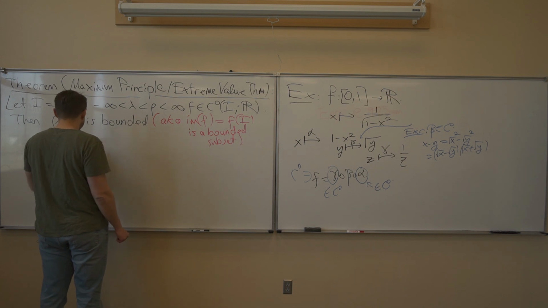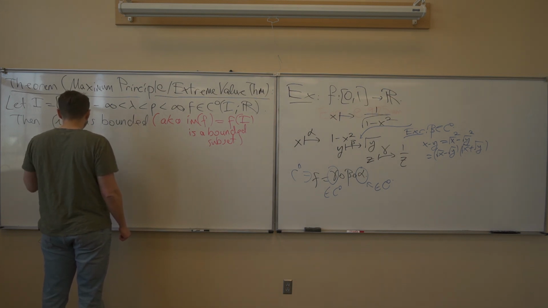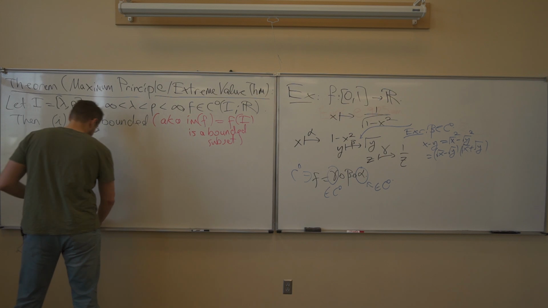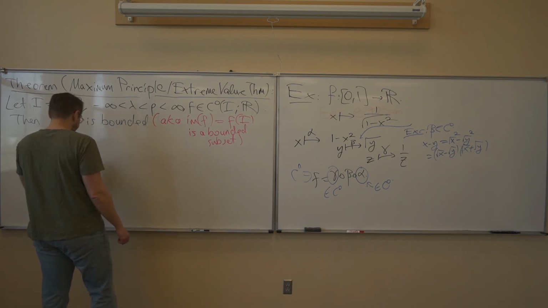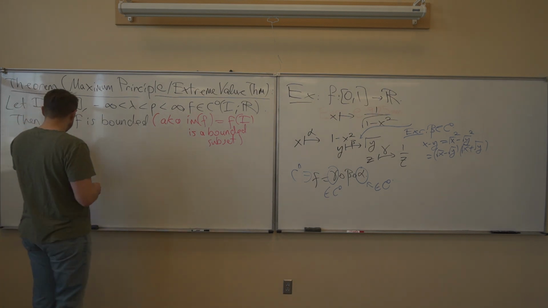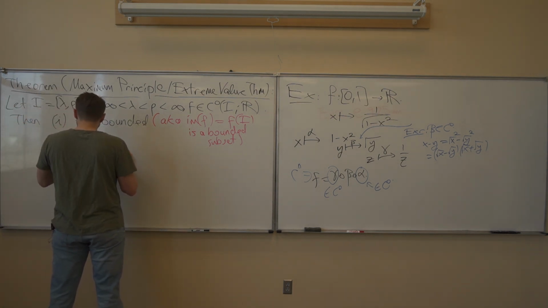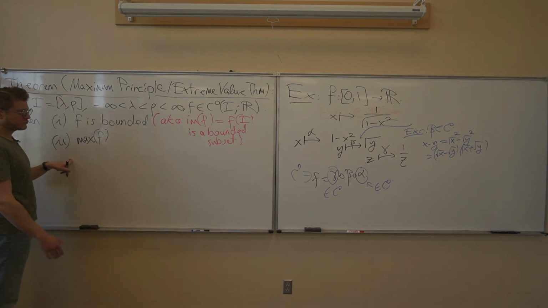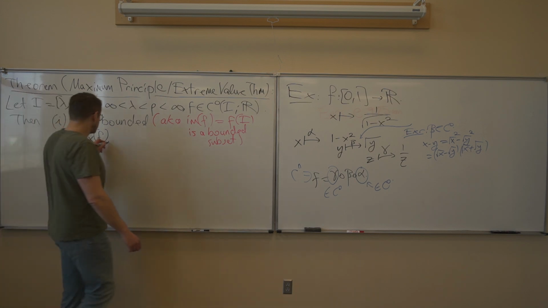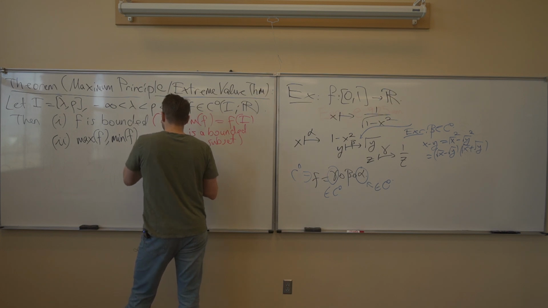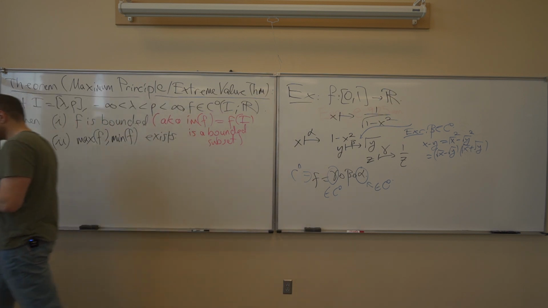So let's say, yeah, I'm going to write it, well, okay. There are multiple ways of writing this. What is the nicest way of writing it? Let's write it like this. Max of f exists. So it's not only the sup, but it's the max. And min of f exists. Let's just leave it like this.